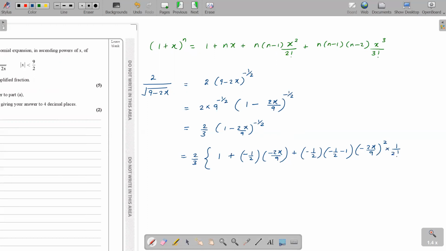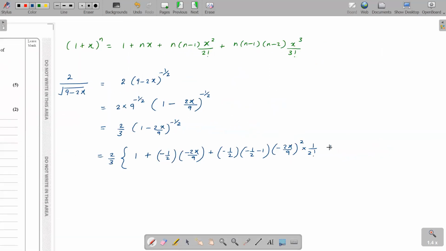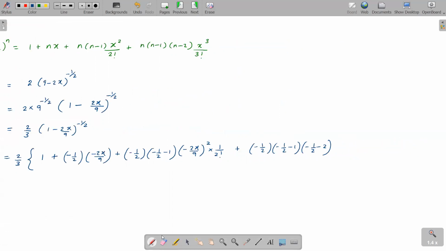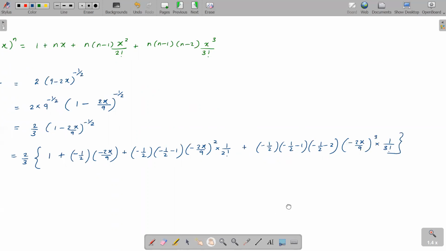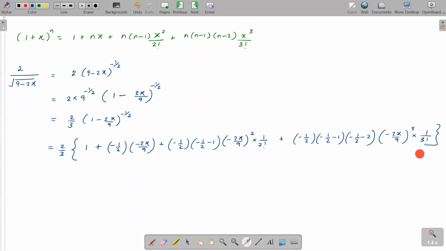Basically, 2 factorial has to be in the denominator, so it just needs to come down as a denominator. Make sure you replace the x with minus 2x over 9. So that's the first term, second term, third term. Also, you need to get the fourth term. N is minus half, minus 1. Next one: minus half, minus 2, x cube. X cube is minus 2x over 9 to the power 3 into 1 over 3 factorial, and then you close the big bracket because you opened one here. Do you see the expansion?